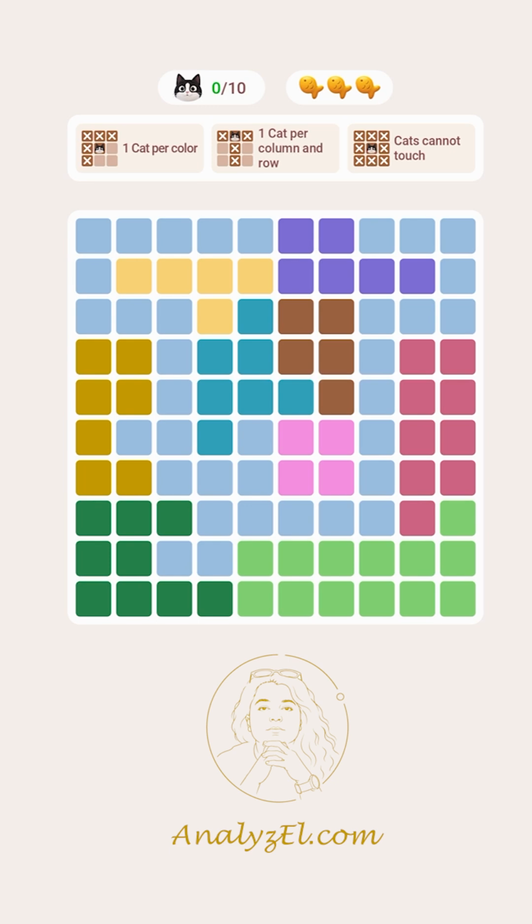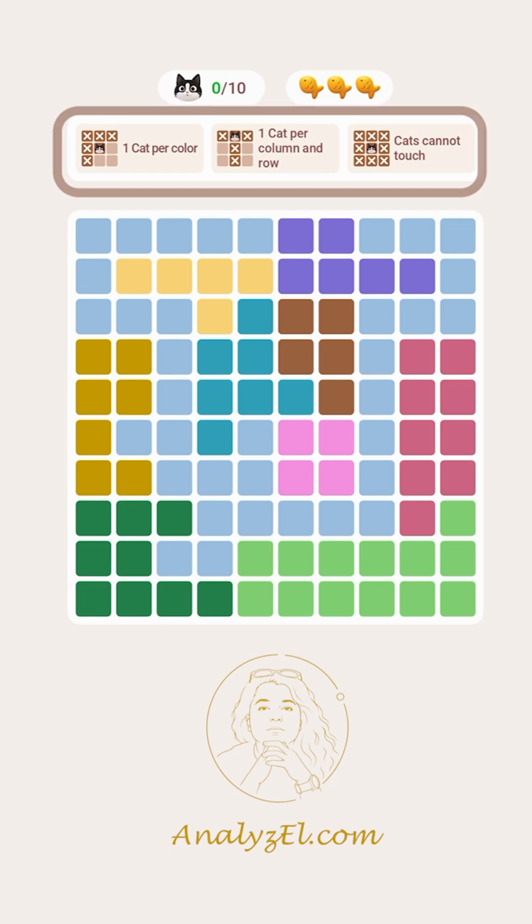You must ask why I like this puzzle and what its relationship is to project management. Let's see how we can find all the cats. The rules are simple. There is only one cat of each color, only one cat in each row and column, and cats cannot touch each other.